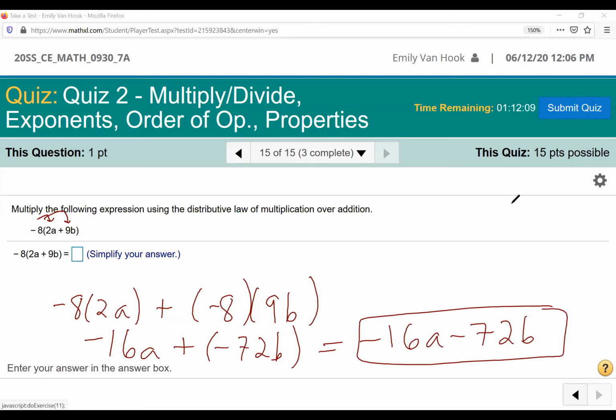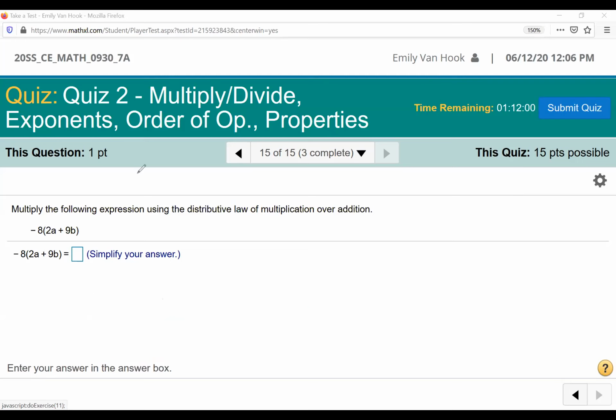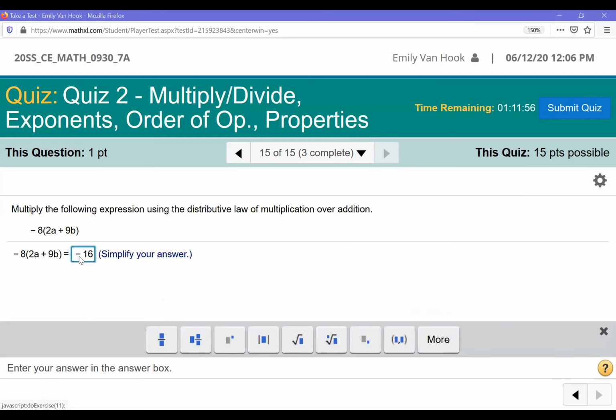Now, I do want to type in a wrong answer on purpose right now, just so you can see what that looks like when I'm done with my quiz. So instead of doing it correctly, I'm going to do it wrong on purpose. All right, so -16a, it should be minus, but I'm going to just write plus 72b.